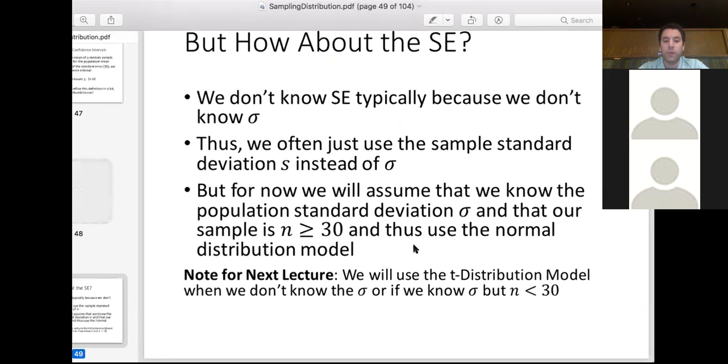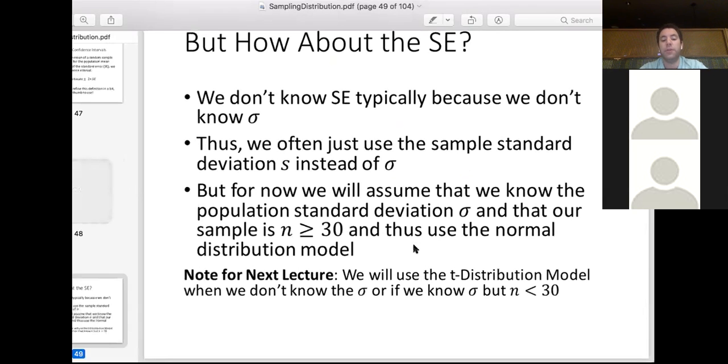One thing to note is we don't typically know the standard error because we don't know what the population standard deviation, sigma, is. So we often use the sample standard deviation S as a replacement. But for now, we're going to assume that we know the population standard deviation sigma and that our sample size is at least 30, so we can use our normal distribution model.